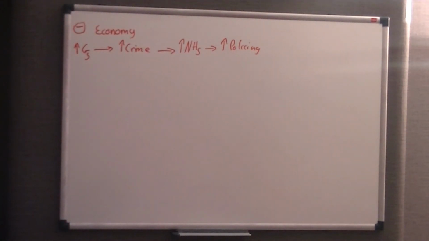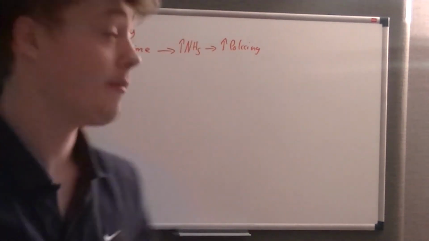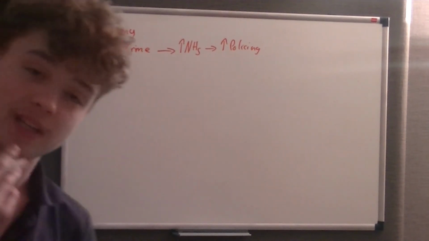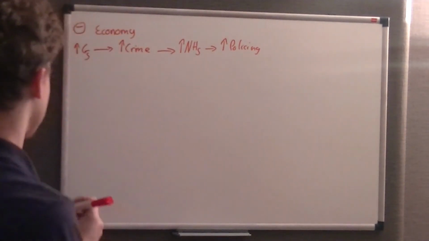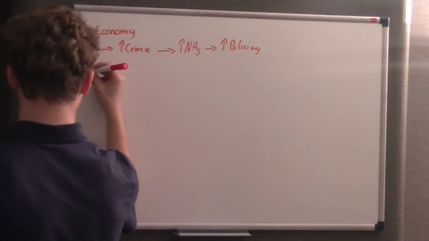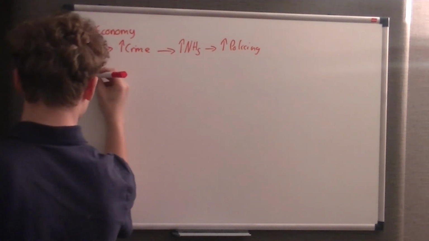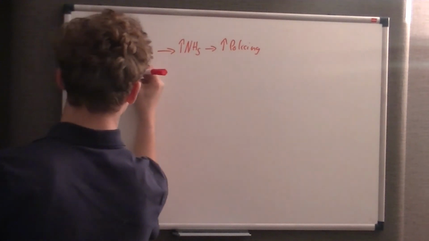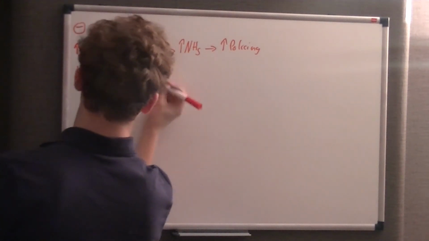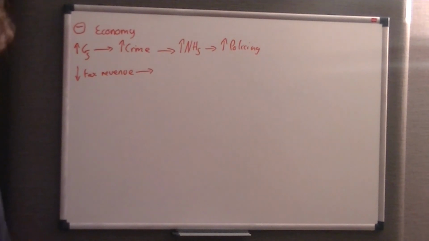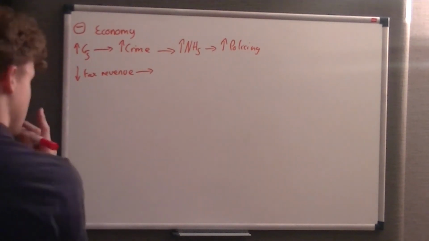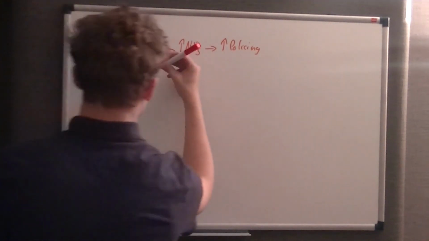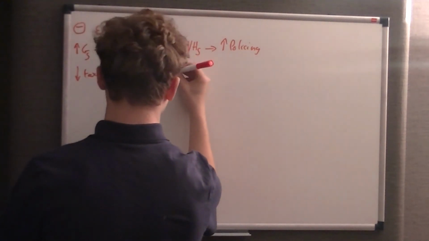Obviously simultaneously, if people are out of work, they're paying less tax to the government. So government spending increases, but as people are out of work, government tax revenue decreases. This is why I think this is a good one to talk about. If the tax revenue of the economy decreases and the government's spending more, this increases the budget deficit.